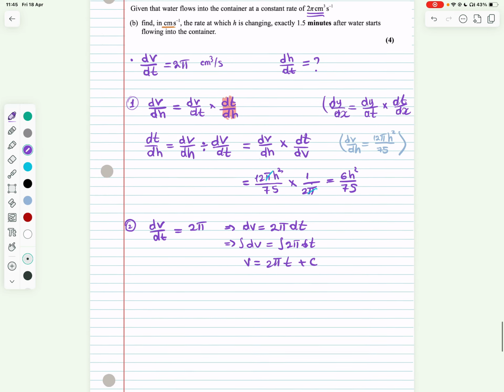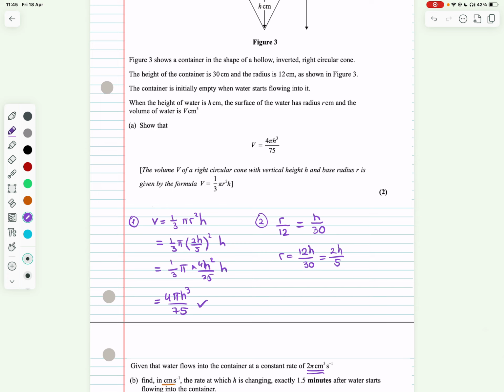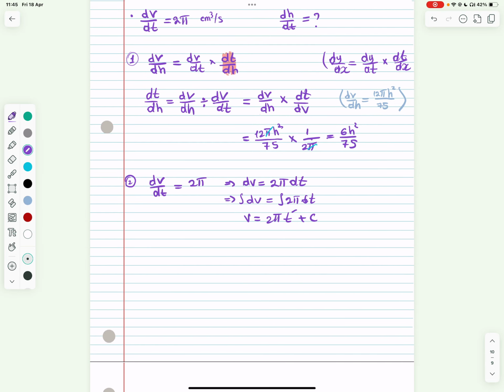It's actually 0. How do I know that? I'm going to go all the way back to the question. They say over here the container is initially empty when the water starts flowing into it. Okay, so which means at time 0, when time starts, the volume was 0. So 0 equals 2 pi times 0 plus c, that gives us c equals 0. So that means the volume is just 2 pi t.